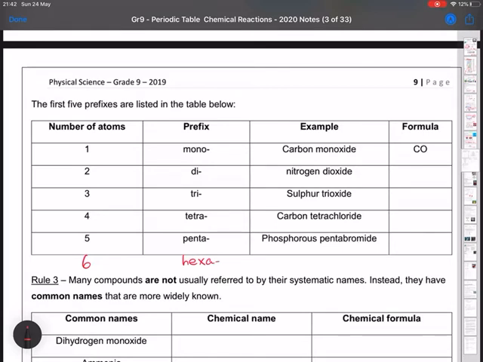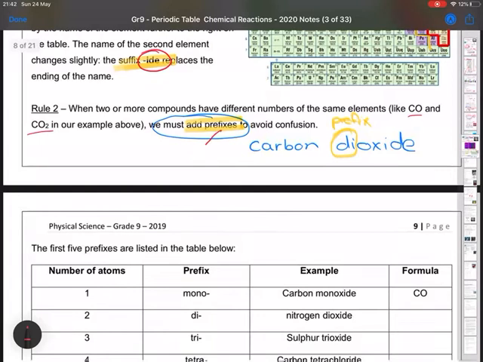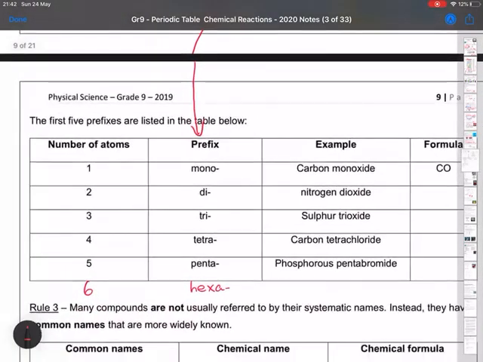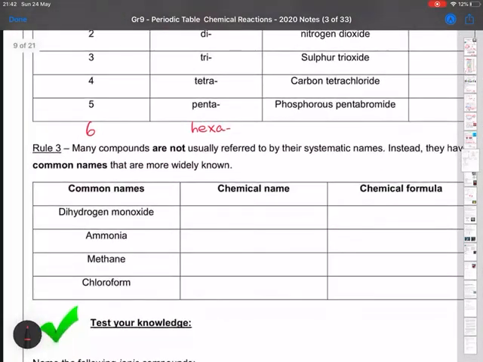Okay, and there's an example in one of your exercises that's got a hexa. So when we're talking about the prefixes, these are the prefixes. So di, tri, mono, tetra, penta, and so on. Okay.